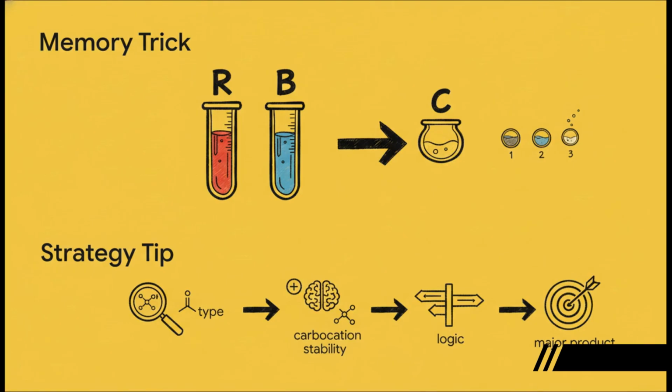Now, grab a pen and write this down. This is your 4-step secret weapon for any mechanism question. 1. Check the alcohol type. 2. Think carbocation stability. 3. Apply the right logic, SN1 or E1. And 4. Check for Saytzeff's rule.